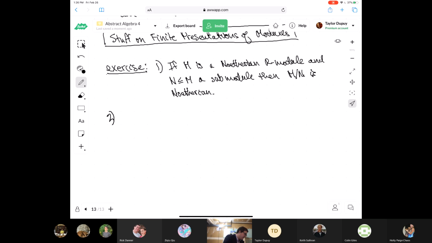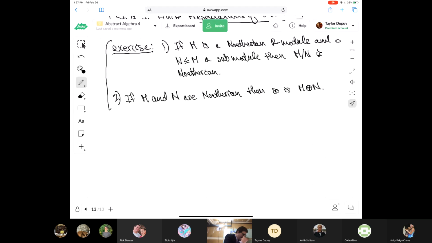Okay, so if M and N are Noetherian R modules, then so is M direct sum N. And so you can do this to get arbitrary finite direct sums. So these are two things that we can check that I'm going to use.